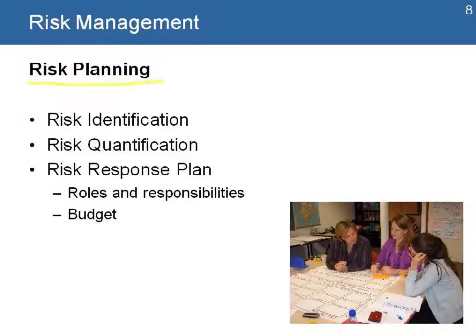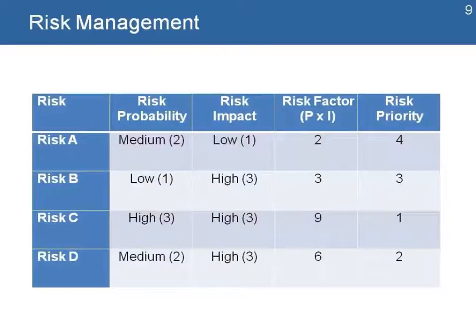Risk planning basically looks at the process where we identify all the risks on the project. The team can work and have a list of all the risks that they think may have an impact to the project. We quantify them so we can prioritize and have different strategies for each one of those, and then we develop a risk response plan. This plan includes roles and responsibilities and sometimes a budget because we will need to do certain actions and activities that might require some resources.